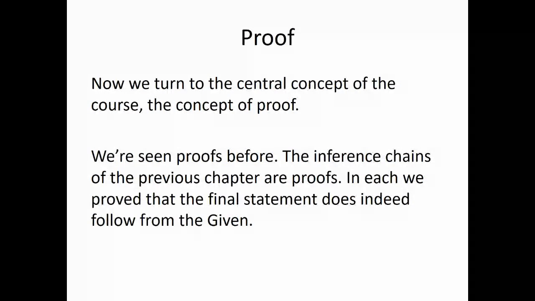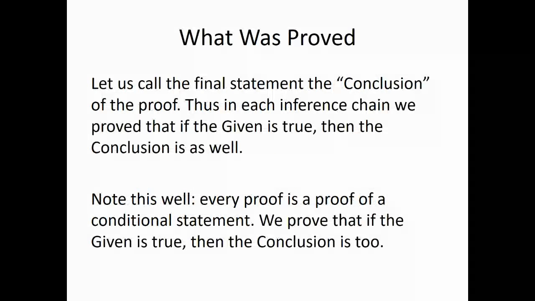All right, now let's turn to the concept of proof, the central concept of this class. What we do in this class is we prove theorems. Almost all the work that we do will be of that form. Now, we've actually seen proofs before. I mentioned this, but didn't make too much of it. The inference chains that we gave in the previous chapter, those were actually proofs. That's what a proof looks like. And in each, what we proved is that the final statement does indeed follow from the given. That is, if we start with that given and apply various definitions and postulates, we can arrive at the final statement. And so we have proven that the final statement is true if the given is true as well.